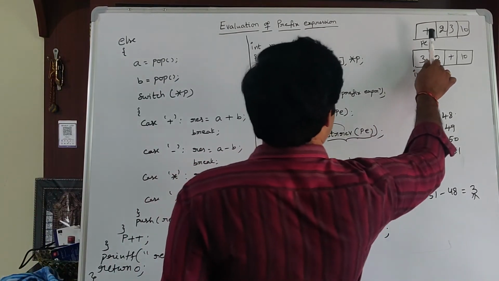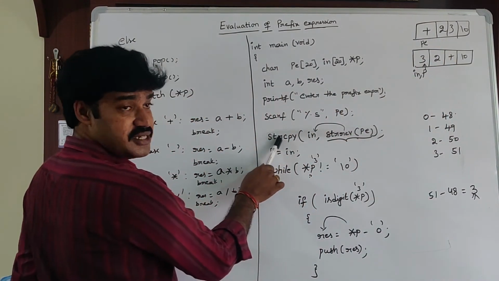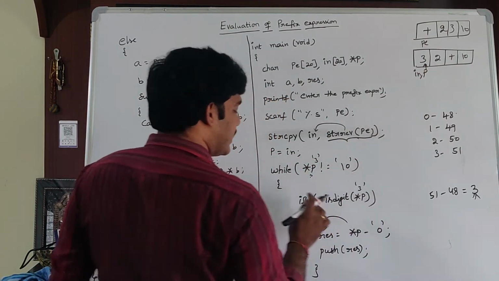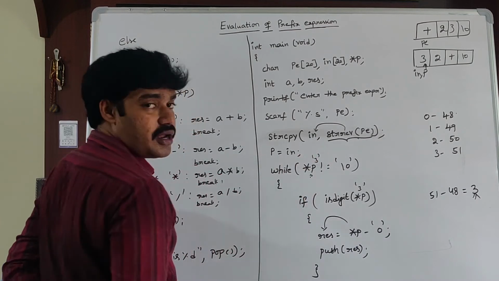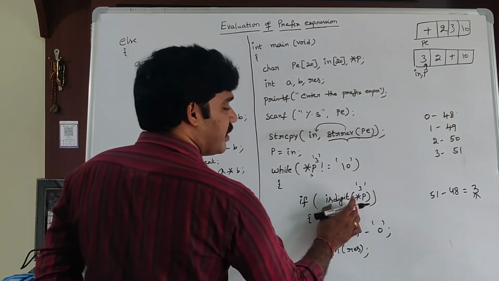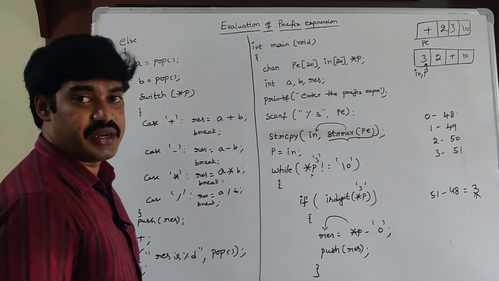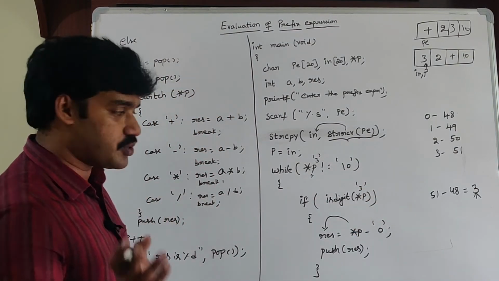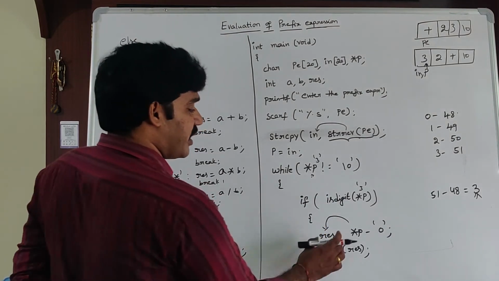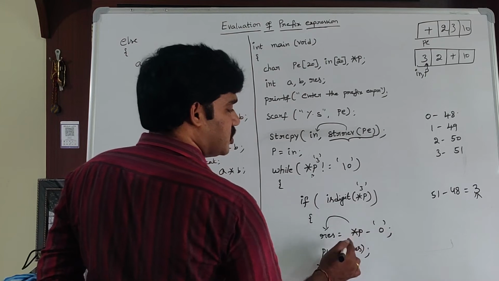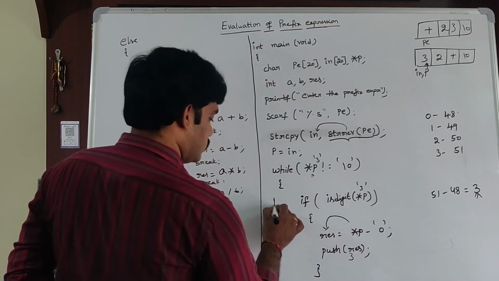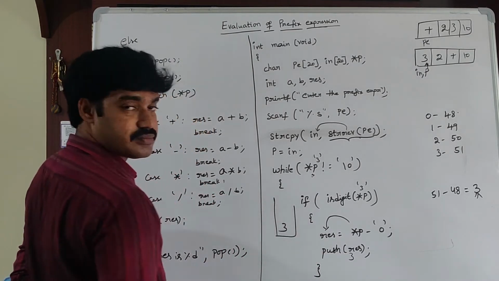Take an example as this one: plus 2, 3. First reverse it and then P equal to n. So P points to the starting index. While star P, which is character constant 3, is not equal to backslash 0, the condition is true. So coming to the inside, is digit of character constant 3? Yes, it is in between 0 to 9. That's why it returns a non-zero value. So coming to the inside, result is equal to star P minus 0. 51 minus 48, that is 3. Pushed into the stack. So 3 is pushed into the stack.